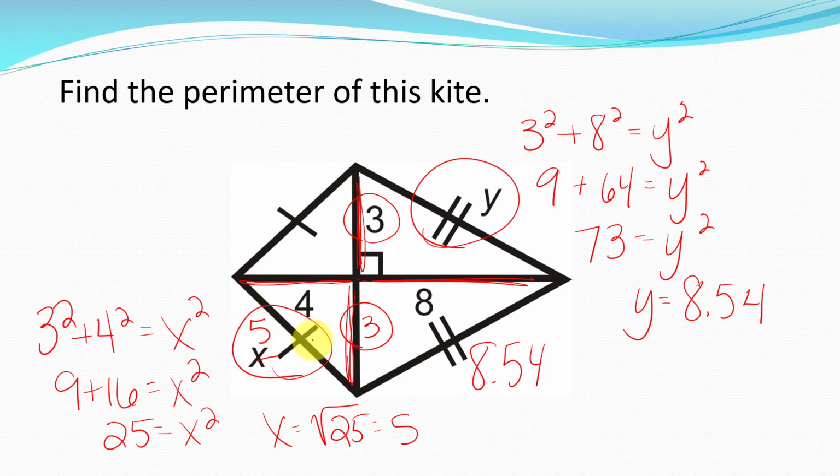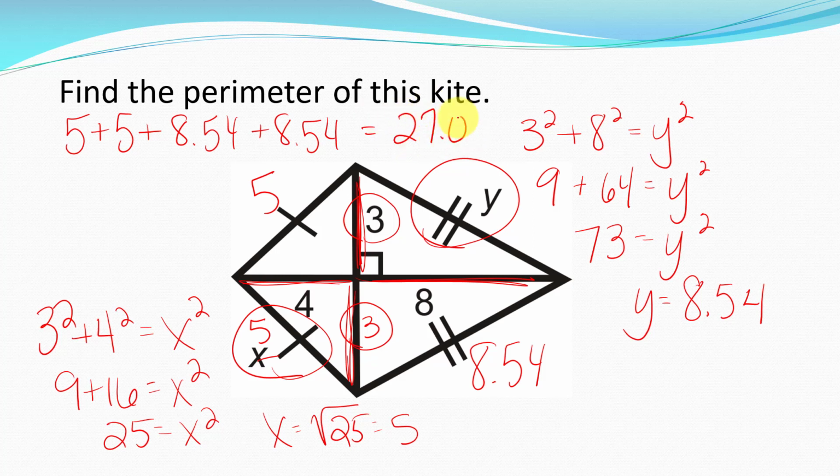So we know this is 5. So we got 5 plus 5 plus 8.54 plus 8.54 is going to be your perimeter. 8.54 plus 8.54 plus 5 and 5, which is 10, and we're looking at 27.08 for the perimeter.